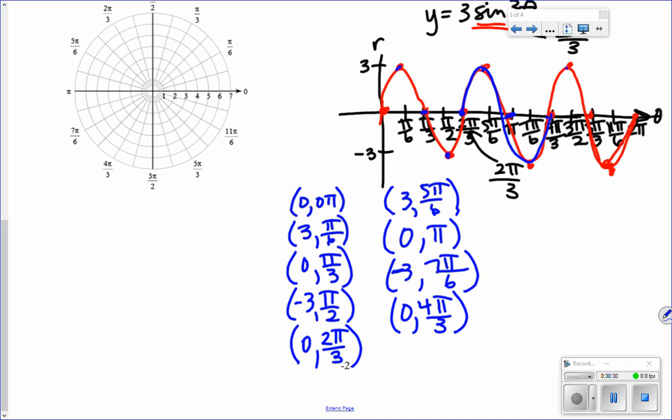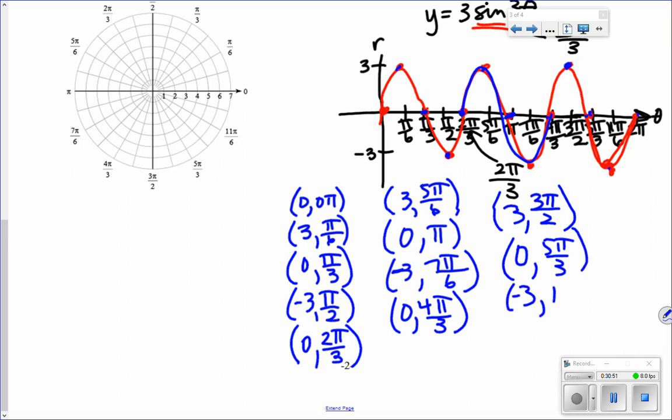And now I'm going to finish the last piece, the last period of that curve. So that puts me up at 3, pi over 2 position. 0, 5 pi over 3. Negative 3, 11 pi over 6. And lastly, 0, 2 pi. All right, so we've got a lot of points on this one.